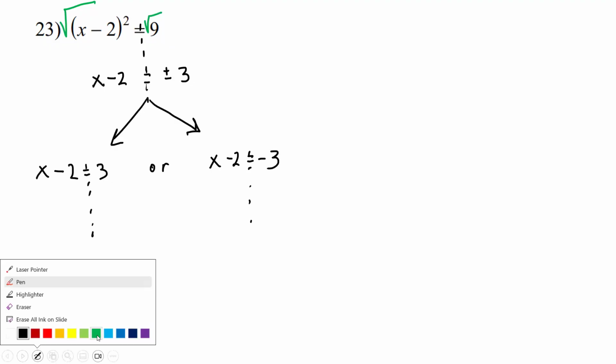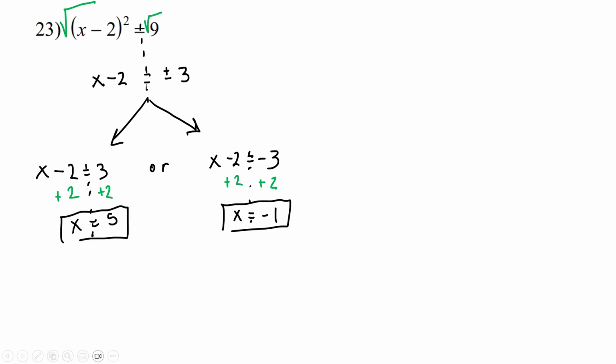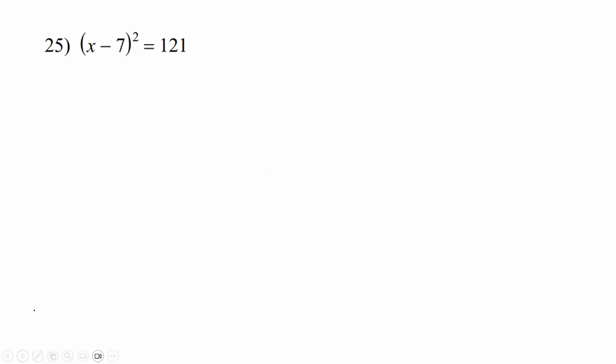I'm going to add 2 to both sides. You get x is equal to 5 on this one. Or I'm going to add 2 over here. You get x is equal to negative 1. So I have two solutions. A little bit tricky. Make sure once you get that plus or minus, you split it up. All right. Next one.